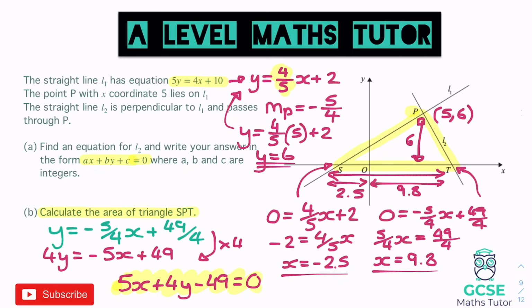So again, just a little technique there that's quite important. If you're trying to find an x-intercept, which we found here at S and T, you can just set y equal to 0 because we know the y coordinate there. From there, it's just solving a linear equation.